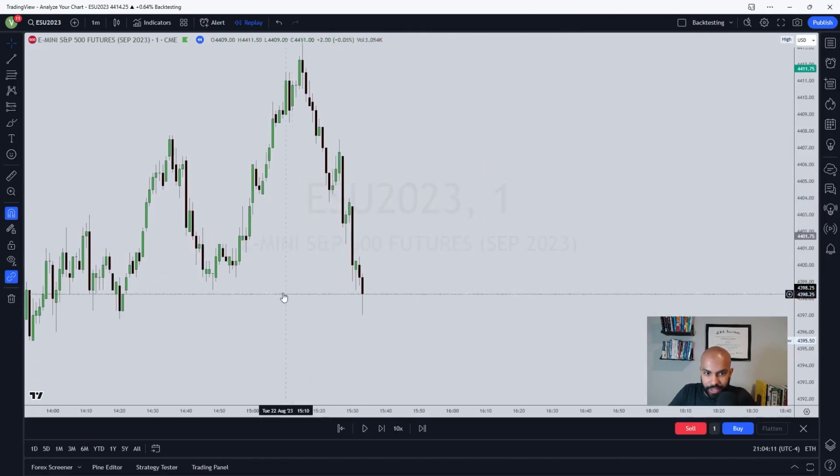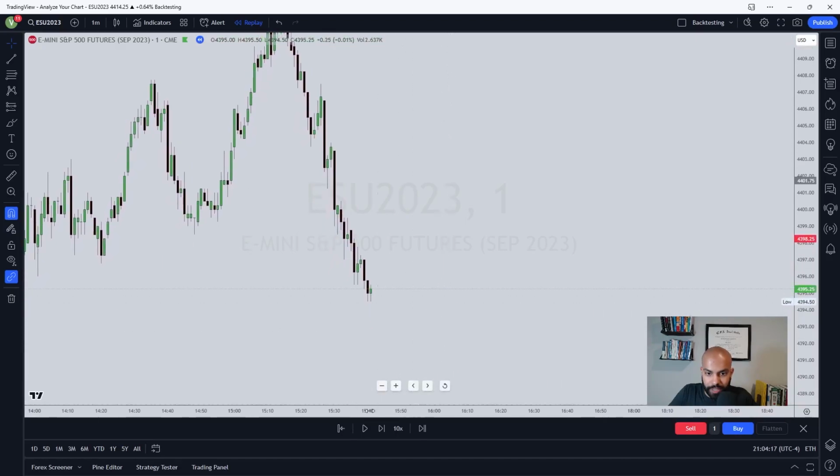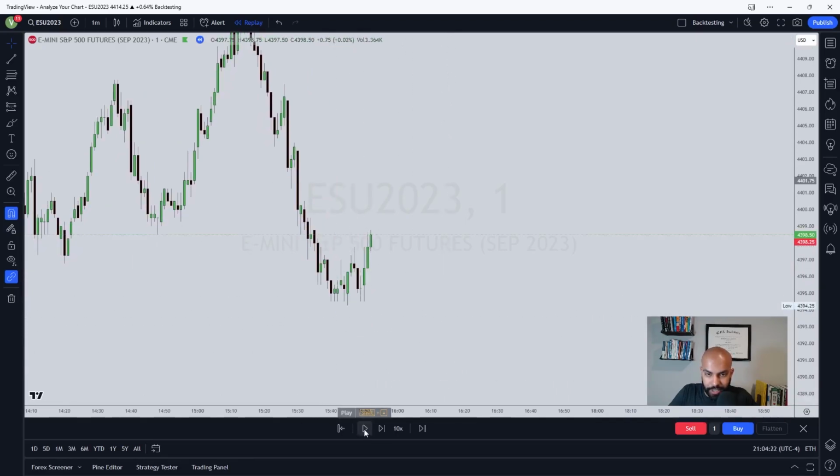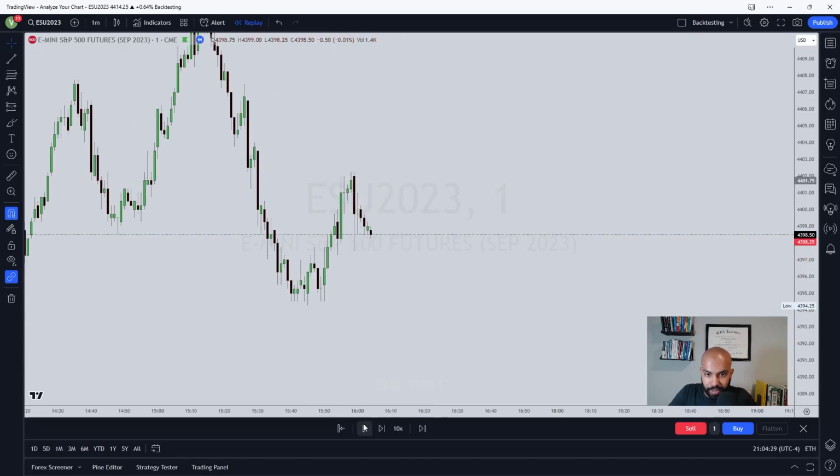So it's 3:30, came, took out this liquidity. Let's see what happens. Nothing here I can participate in. Relative equal lows, nothing I do. Comes into this fair value gap, and then it's 4 o'clock.